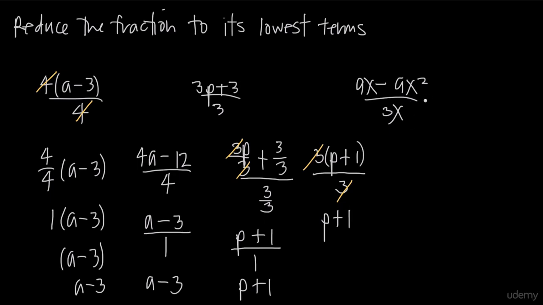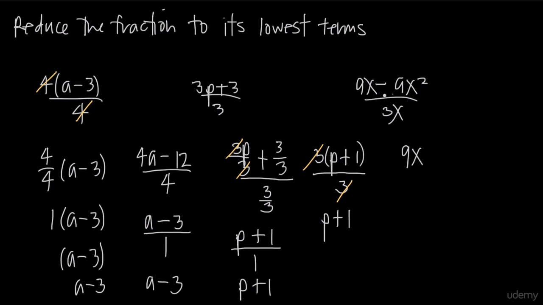Now what about this example here? We have 9x minus 9x squared all divided by 3x. Well, let's do some factoring here. In the numerator, we know that we can pull out a 9x, right? We're looking for the greatest common factor between 9x and 9x squared. Well, we know we can pull out the 9 because that's common to both terms. We know we can pull out 1x because that's also common to both terms.